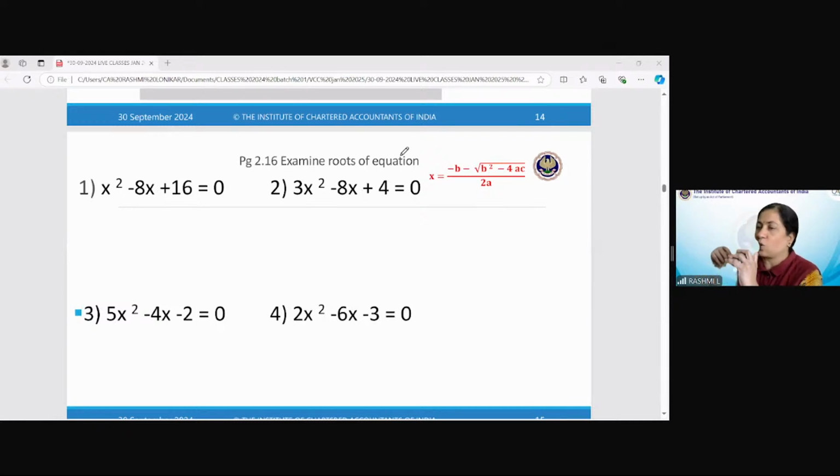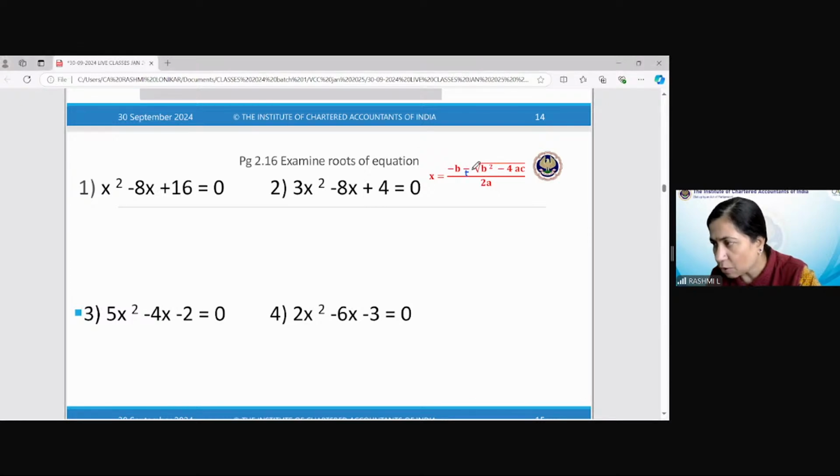Examine roots of the equation. What do they want? They don't want the answer. What is the root? They want you to tell them the nature of roots. So this is what is the plus or minus. So what are we going to find out? B square minus 4AC. Now here, what is my A? A is 1. What is my B? B is minus 8. C is how much? 16.